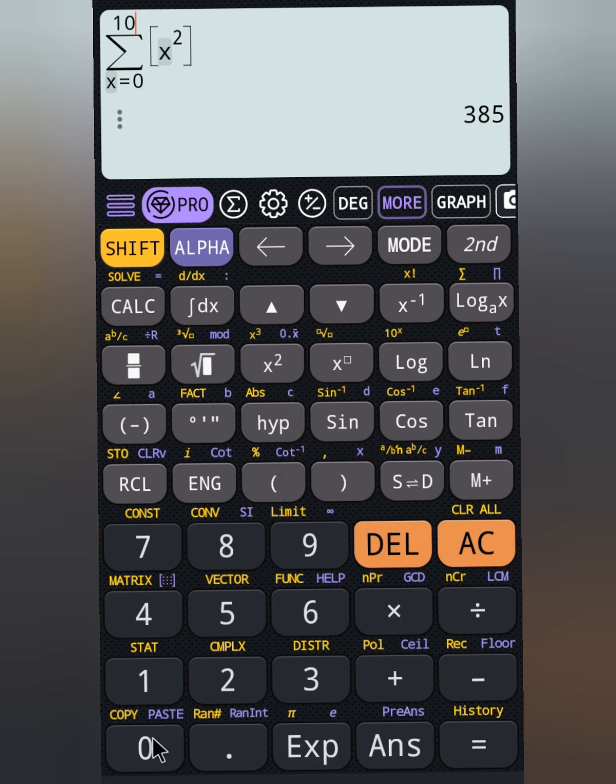Now, if you sum it up to the 100th term, the answer is 338,550. What if you sum it up to the 1000th term? Now it's 333,833,500. What if you sum it to the 10,000th term? Now the answer is 333,383,335,000. What if we move to the 100,000th term? Now the value is bigger.